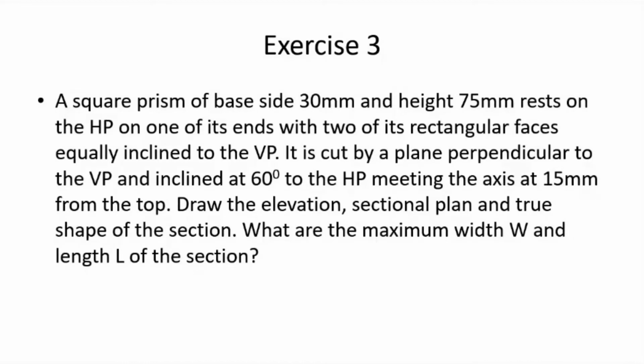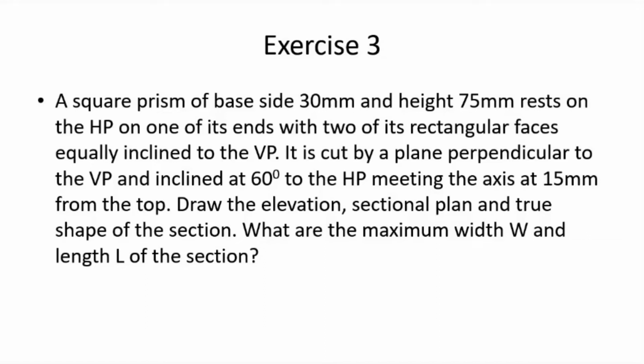So this is the case of a square prism. And again, the dimensions are given. The base side is 30 millimeter and the height is 75 millimeter. It is resting on HP on one of its ends with two of its rectangular faces equally inclined to the VP. This case we have already seen, that is when two of its rectangular faces are equally inclined to the VP, in the top view, all the edges of the square will be equally inclined to the XY line, that is 45 degree inclined to the XY line. So that is the condition.